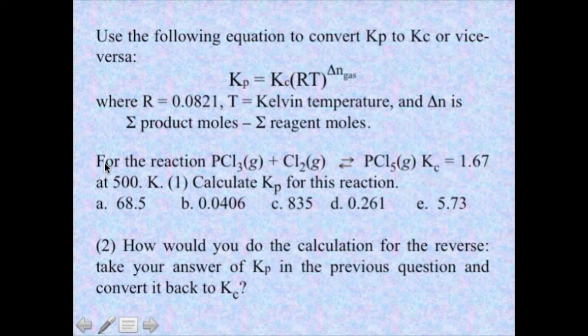So here's a question for you to try. For this reaction, PCl3 plus Cl2 yields PCl5, all gaseous. Kc is 1.67 at 500 K. What is Kp? Put your playback on pause, try to solve it, and come back and we'll discuss it.